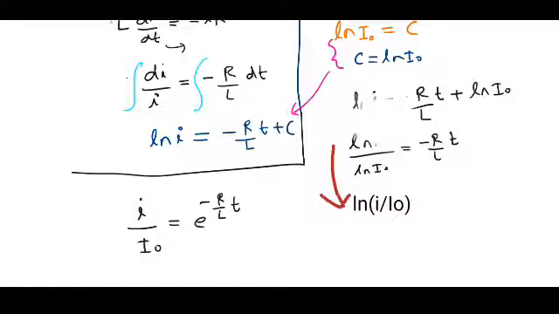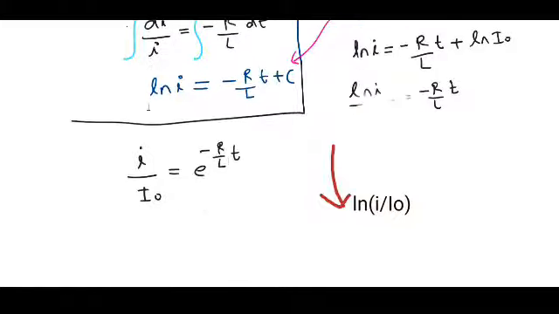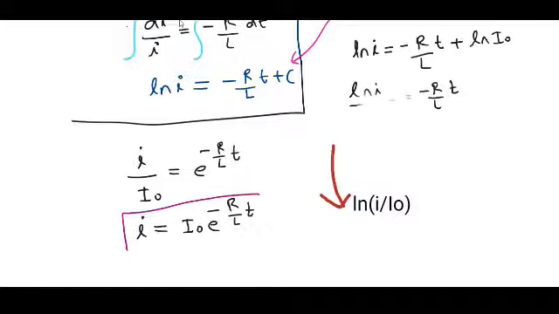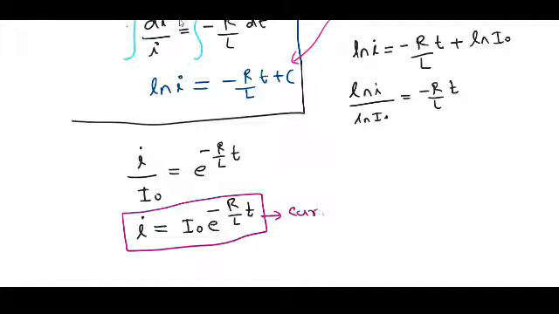Then current I can be written as I0 e power minus R by L t. This is the decay of the current in an LR circuit, or we can say this is the current decay in an LR circuit.